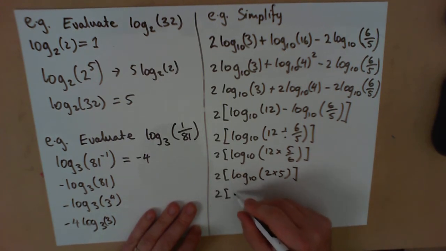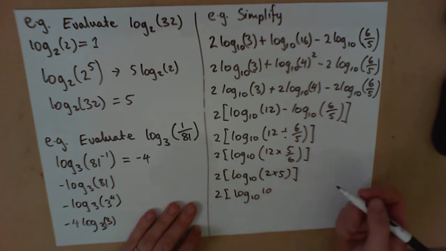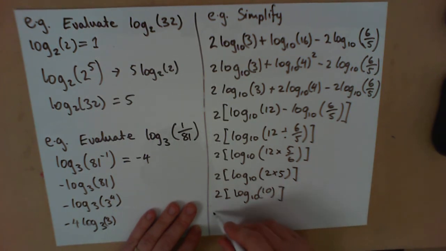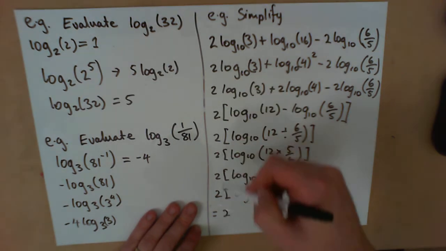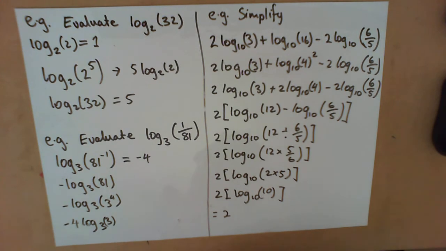We've got 2 log to the base 10 of, hey, 10, look at that. Okay, log to the base 10 of 10 is just 1, so our answer will actually just be that 2 that we brought out earlier. So it actually all cancels out quite nicely, and we just end up being left with our 2.